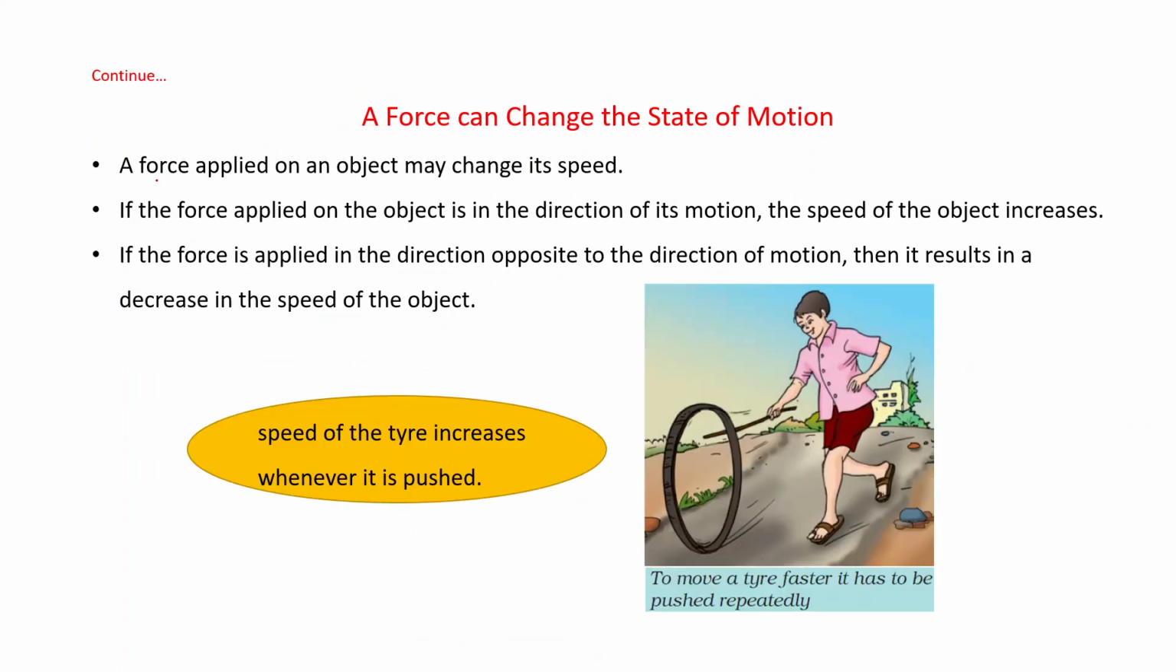Now we can see that a force applied on an object may change its speed. If the force applied on the object is in the direction of its motion, the speed of the object increases. If the force is applied in the direction opposite to the direction of motion, then it results in a decrease in the speed of the object.